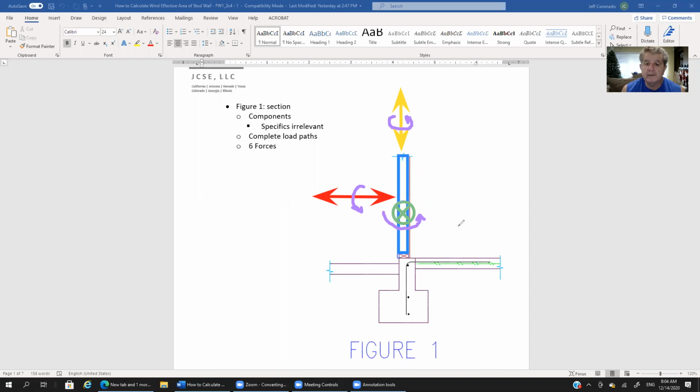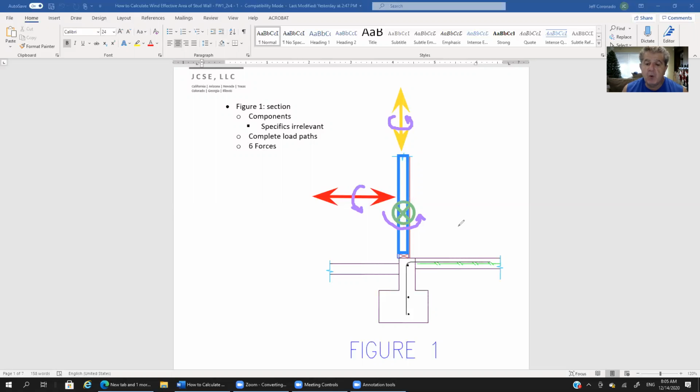So are all 6 forces present on the stud? No, right? Do we have F sub x? Yes, we have F sub x, that red one. F sub x is caused by wind, what we're looking at right here. So that stud needs to resist a pressure that's, let's say, out of the plane of the wall. This would be out of the plane of the wall, not in the plane of the wall. And it's a pressure exerted by wind.